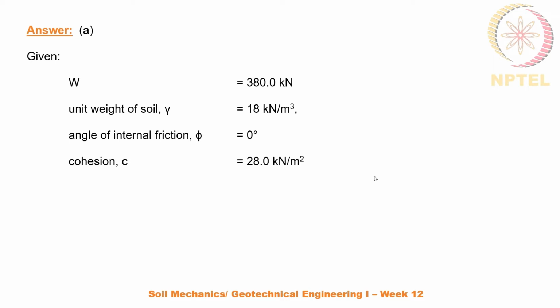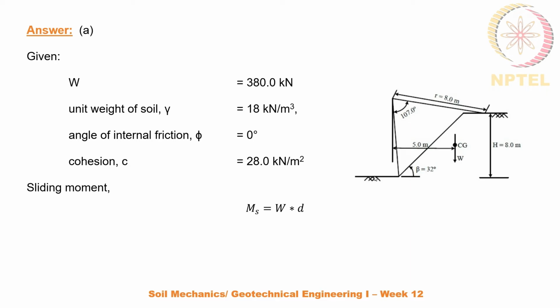So here we are given the weight of the soil wedge as 380 kilonewtons, unit weight of the soil sample as 18 kilonewton per meter cube, angle of internal friction as 0 degrees, and cohesion as 28 kilonewton per meter square. The slope case is the similar one as that in the previous question. Earlier we solved for restoring moment. Here we are solving for sliding moment. So sliding moment Ms is given by W into d. The weight of the soil wedge causes the sliding action.